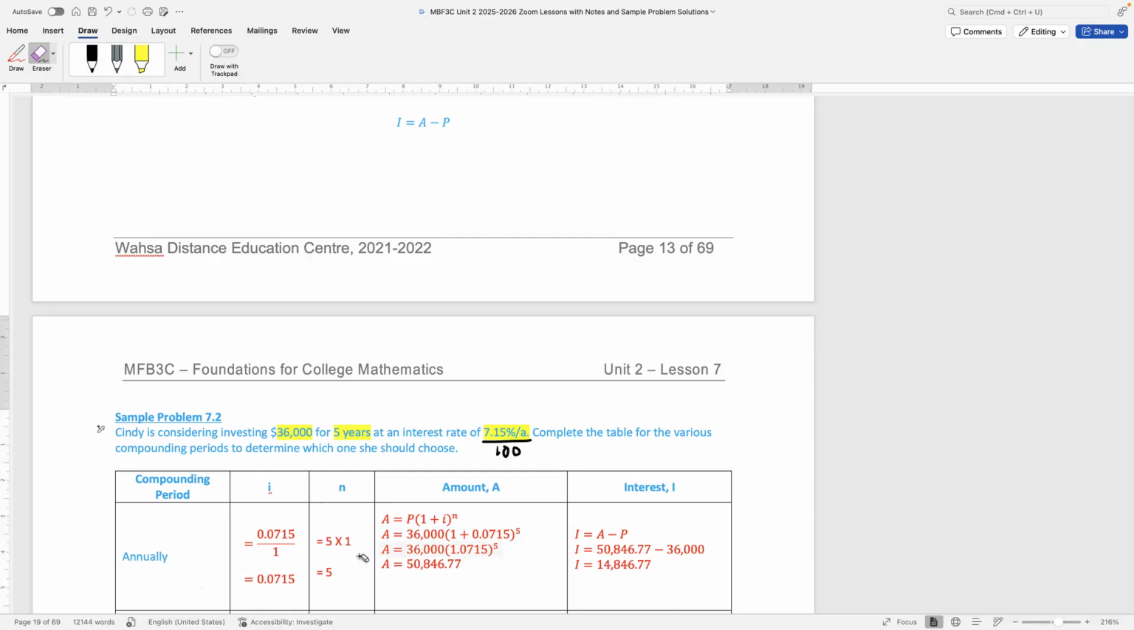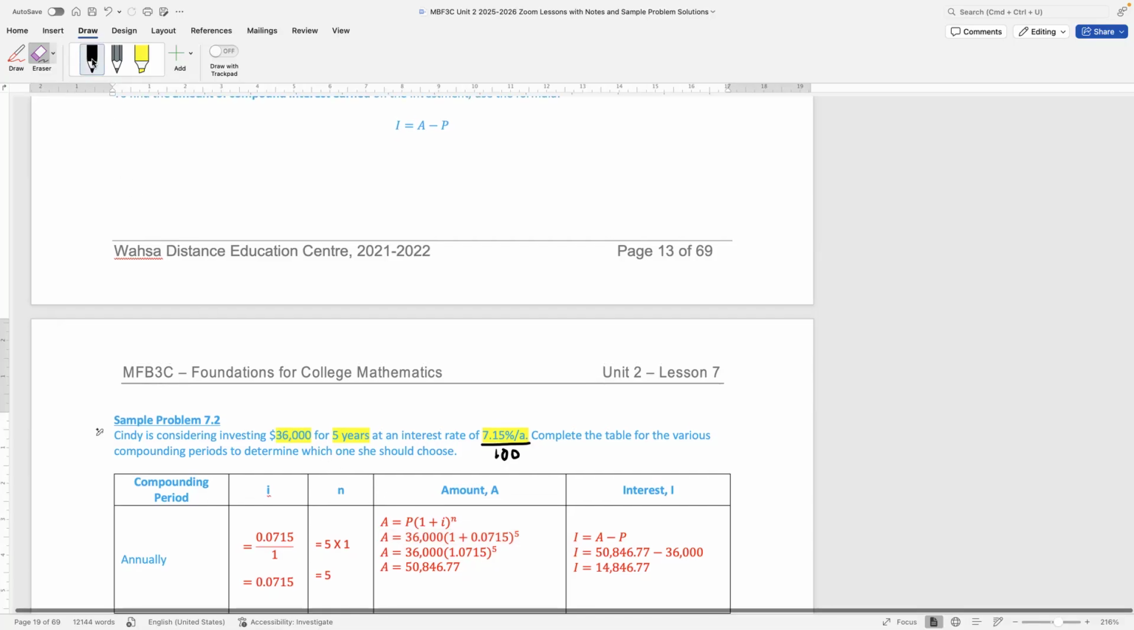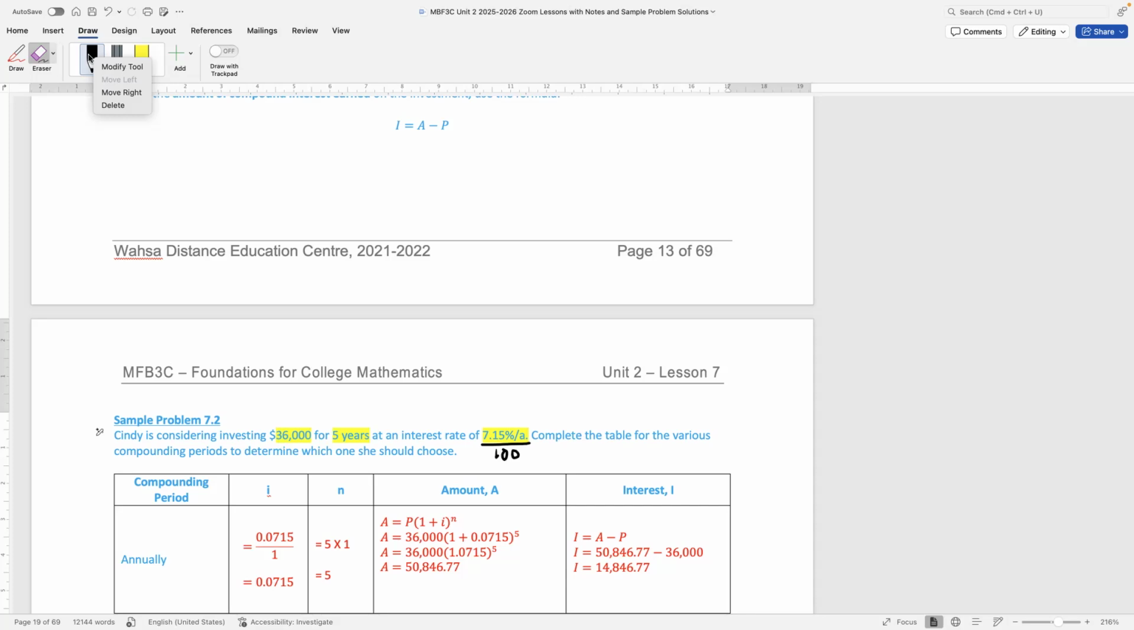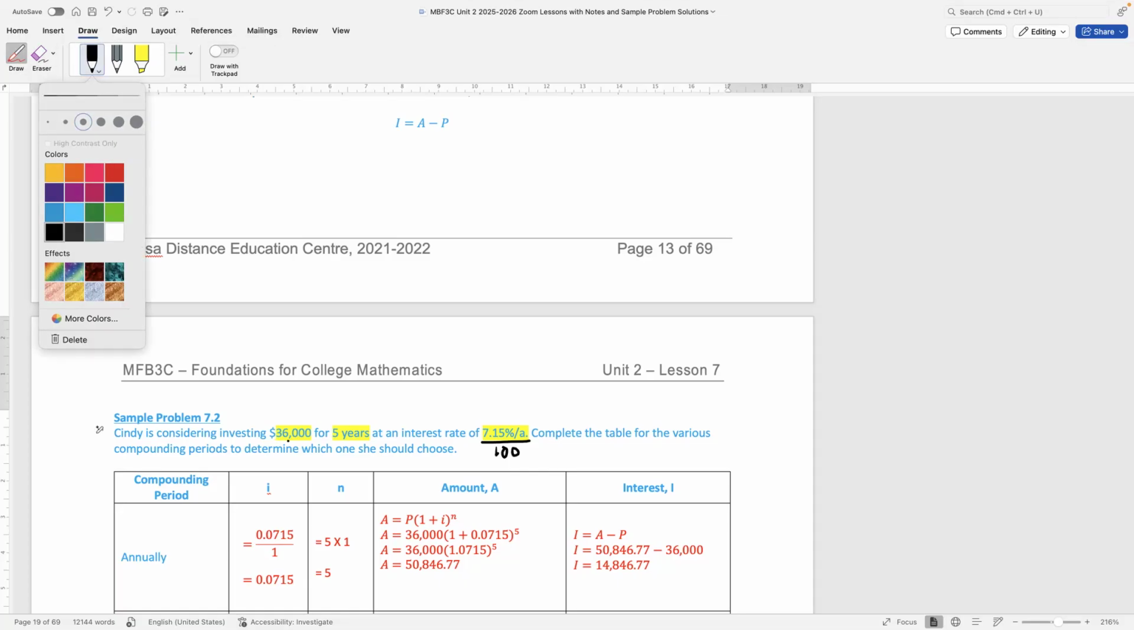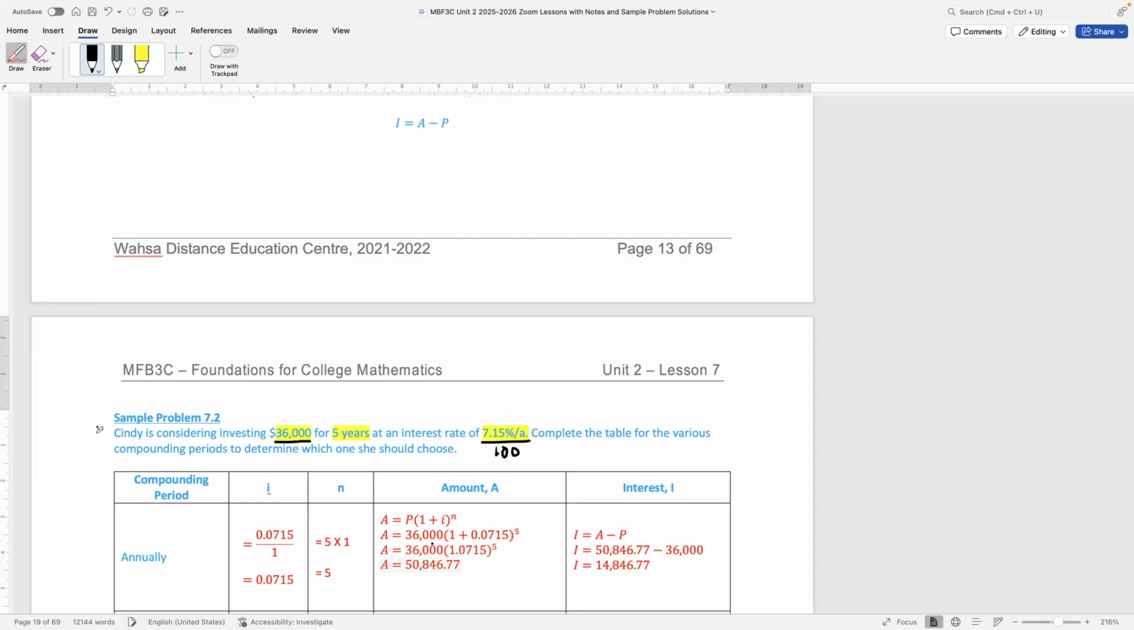We now simply plug those numbers into the formula. A equals P times 1 plus I to the power of N. The P value is $36,000. 1 plus I is 1.0715, to the power of N, which is 5. Again, do the addition, do the exponent, then multiply.